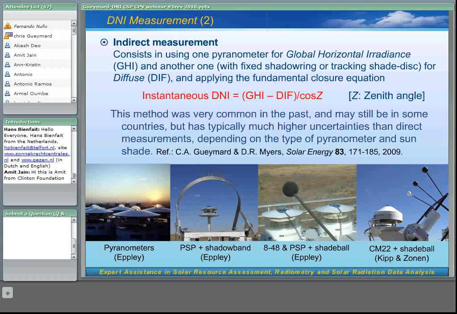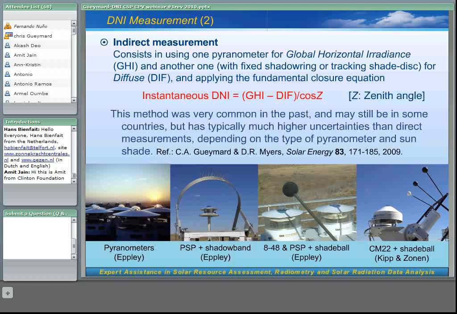So this method was very common in the past, and actually it might still be common in many countries, but the problem is that typically it has a lot more error or uncertainties than direct measurements. That depends also on the type of instrument you choose and the type of sunshade for the diffuse measurements. I will cite a lot of references, so you can actually use those documents for more information.